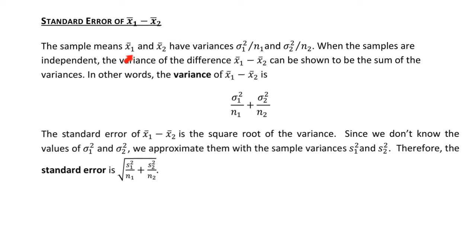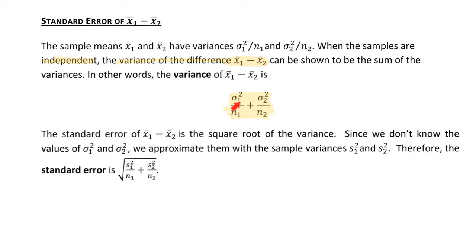The sample means x1 bar and x2 bar have variances sigma 1 squared divided by n1 and sigma 2 squared divided by n2, where sigma 1 squared and sigma 2 squared are the population variances. When the samples are independent, the variance of the difference x1 bar minus x2 bar is sigma 1 squared divided by n1 plus sigma 2 squared divided by n2. Standard error is the square root of the variance, so just take the square root of that.